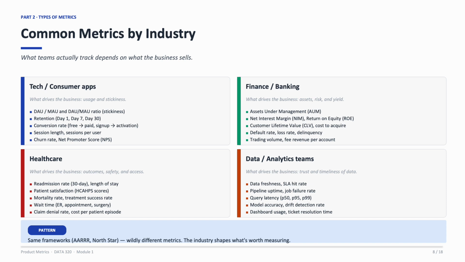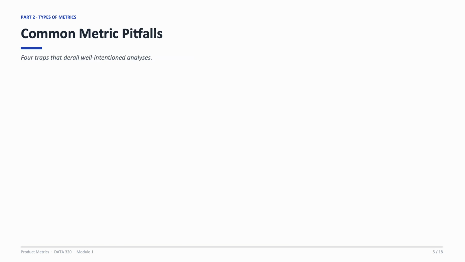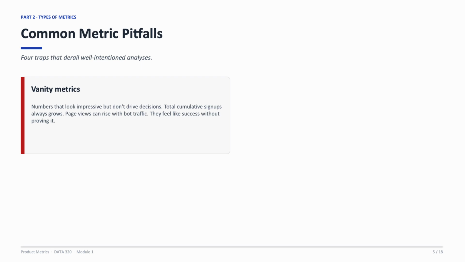Okay, so we now know what good metrics look like and how they vary across industries. The next question is, where do we go wrong? Even with the best intentions, there are predictable traps. There are 4 common metrics pitfalls, or 4 traps. The first one is vanity metrics, numbers that look impressive but don't drive any decisions, like total cumulative sign-ups. Page views can rise from just bot traffic. They feel like success without proving anything.